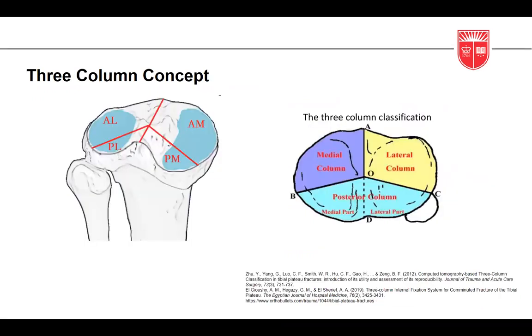3-column concept is another important system that was developed due to the need to more effectively describe posterior tibial plateau fractures, such as ours. This is utilized on the basis of CT scanning. This classification divides the tibial plateau into a lateral column, a medial column, and a posterior column, which is further split into medial and lateral parts. It's a valuable classification because it can more effectively guide choices for surgical approach and for internal fixation methods.